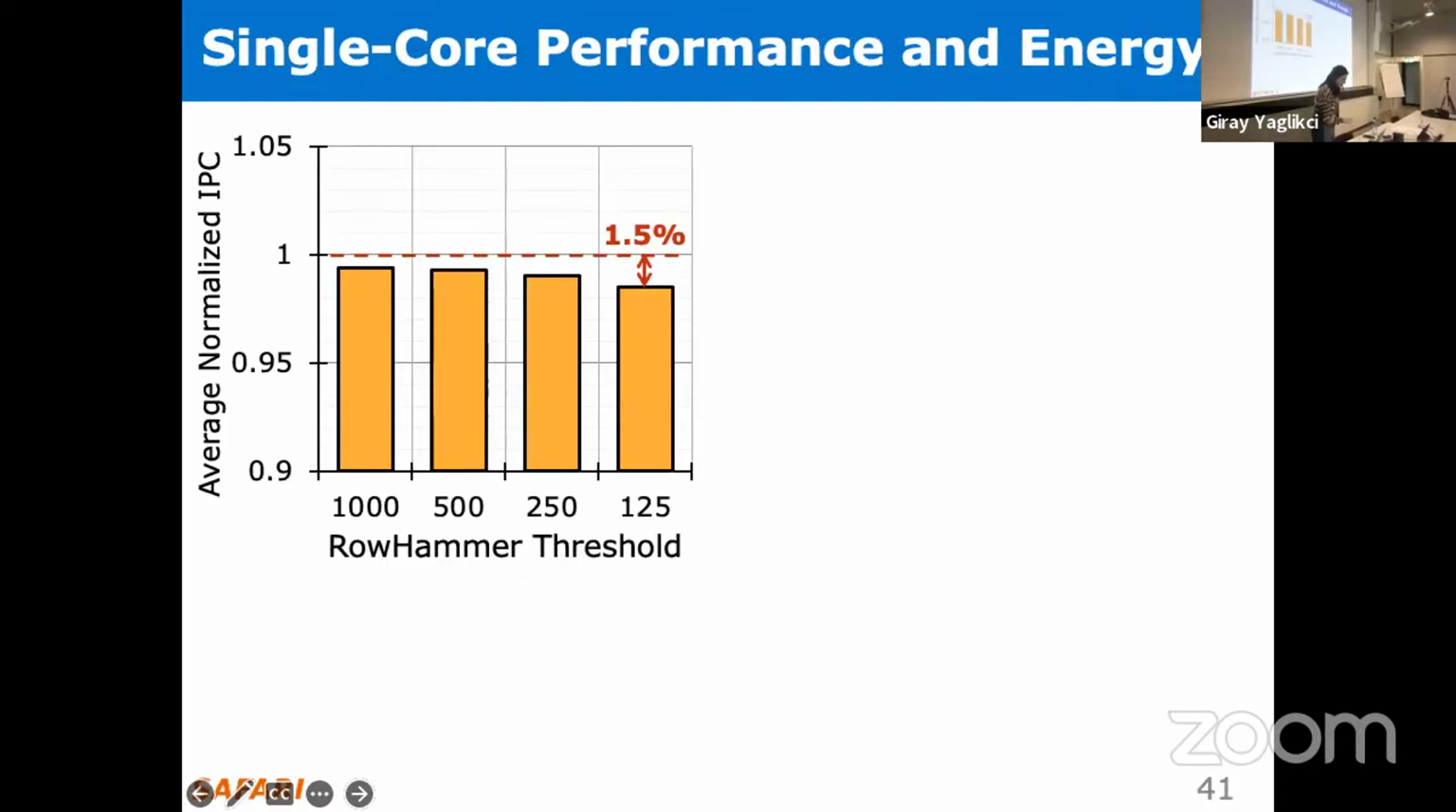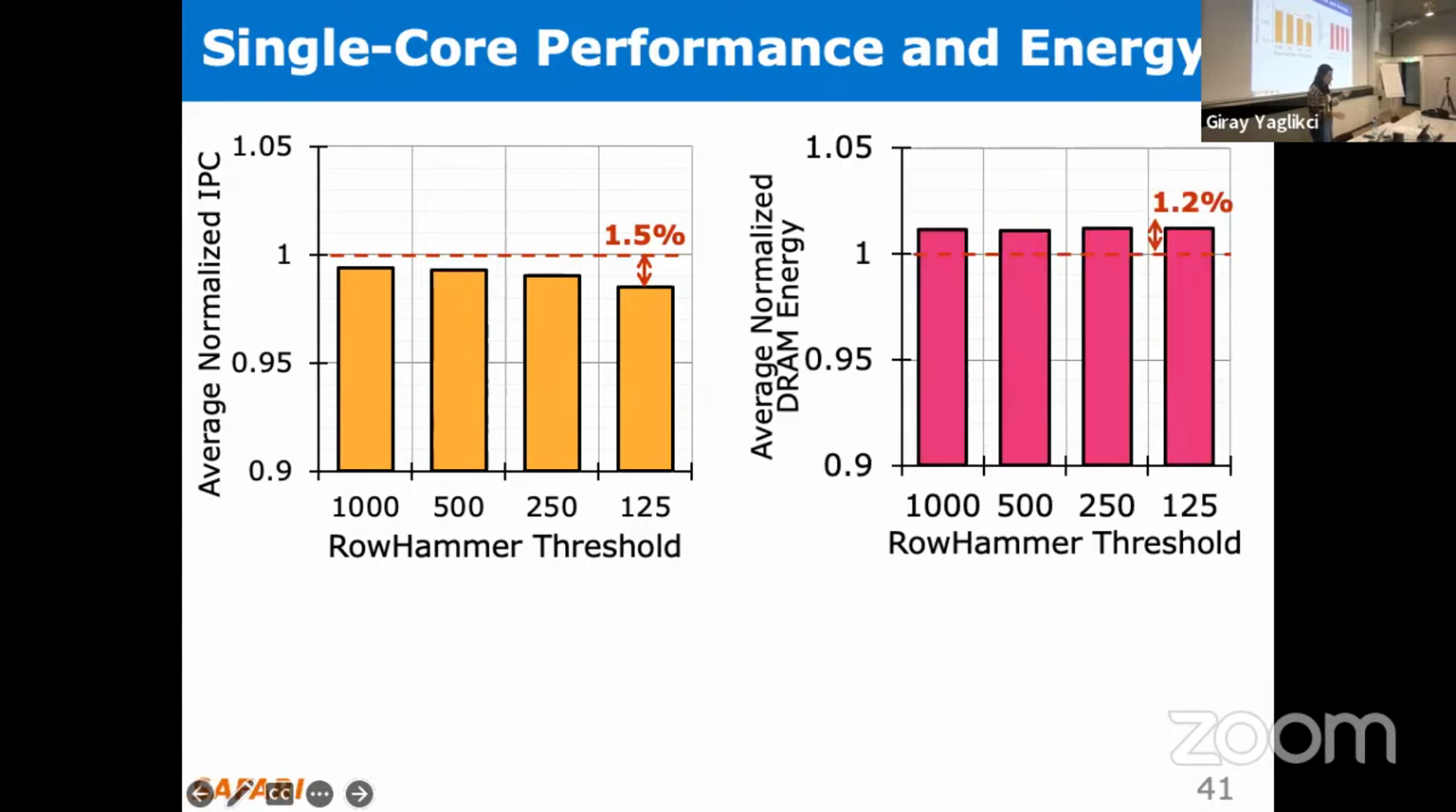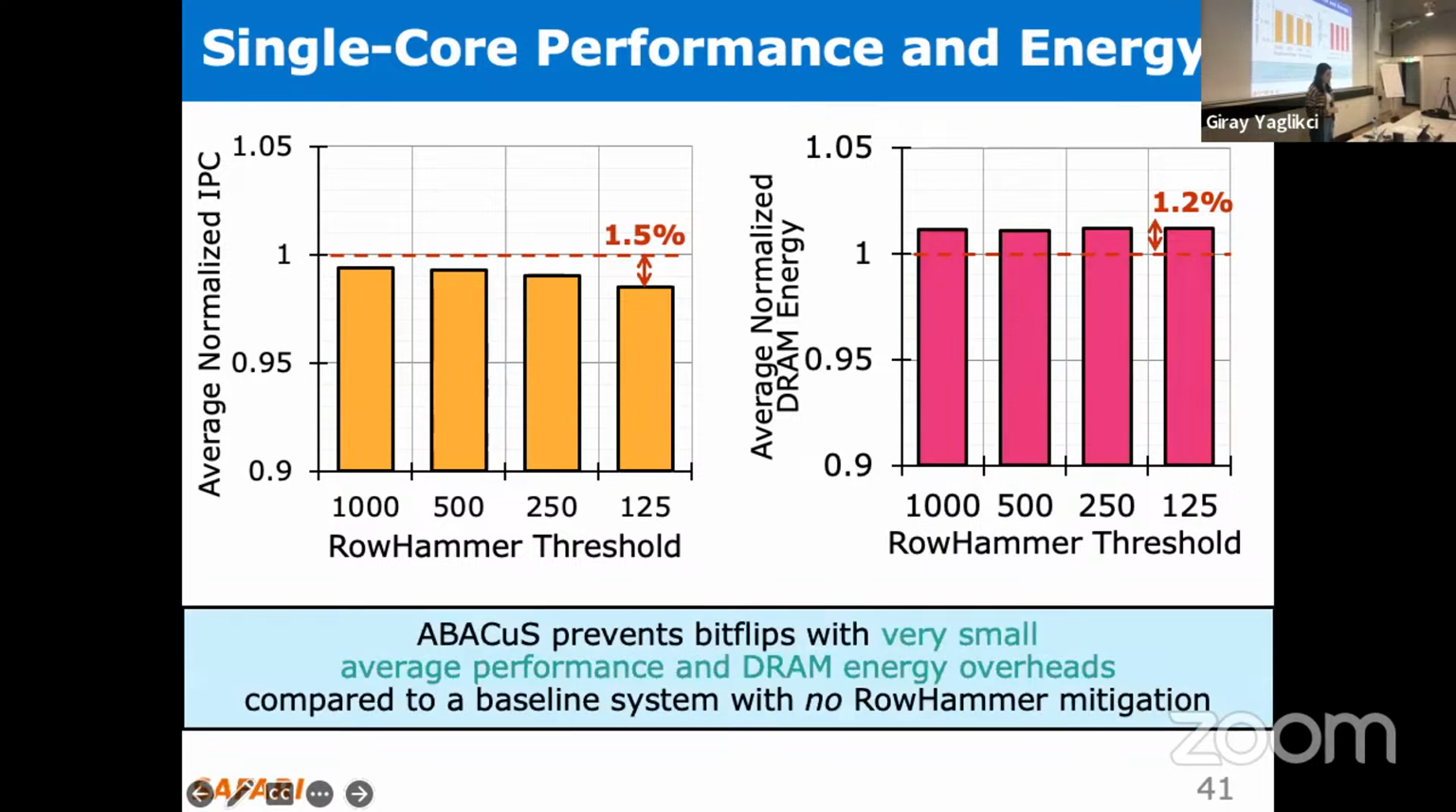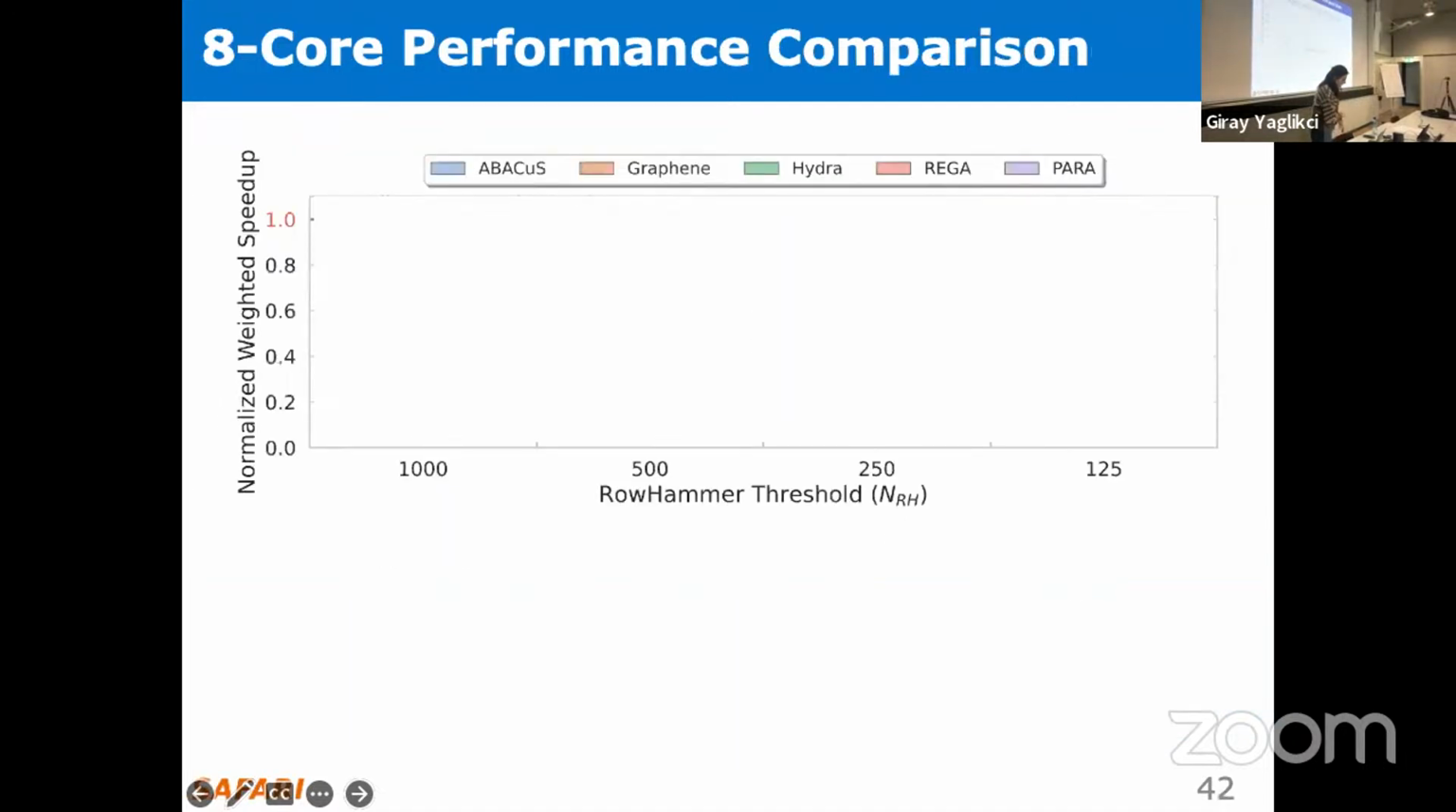We show here the system throughput on the y-axis across all single core workloads for the RowHammer thresholds that are in the x-axis. And the higher the bar here is, the better. And this is the DRAM energy overhead. A smaller value is better here. And we conclude that Abacus prevents bit flips with very small performance and DRAM energy overheads compared to the baseline with no RowHammer mitigation. And this is the 8-core performance comparison of Abacus against these state-of-the-art mitigation techniques.